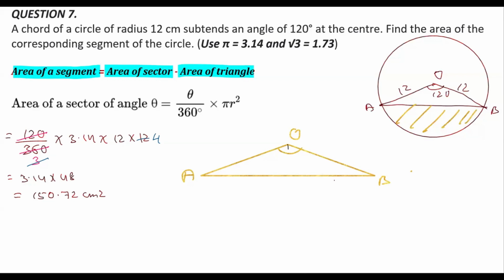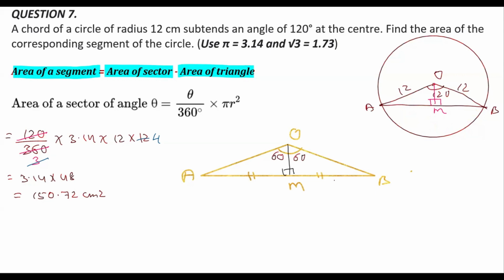So I'll first draw a perpendicular here. And what we know is that a perpendicular drawn from the center bisects the chord, right? As you can see over here also, the perpendicular drawn from the center bisects the chord. So I can say that AM is equal to BM. Further, it also bisects the angle. Therefore, this angle will be 60 each.